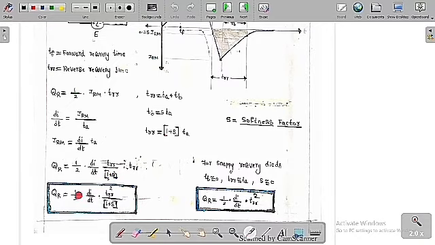So if you do a simplification, we get QR is equal to half into di by dt into TRR square by (1 plus S). This is the actual equation. But for a snap recovery diode, TB is nearly equal to 0.